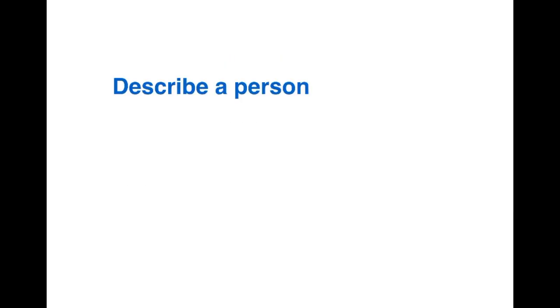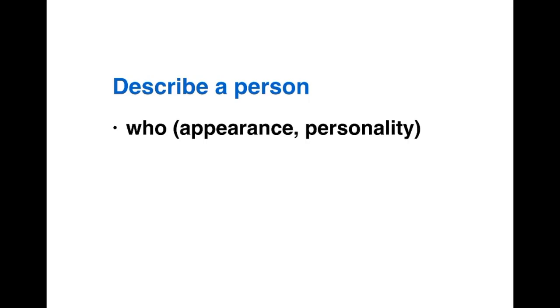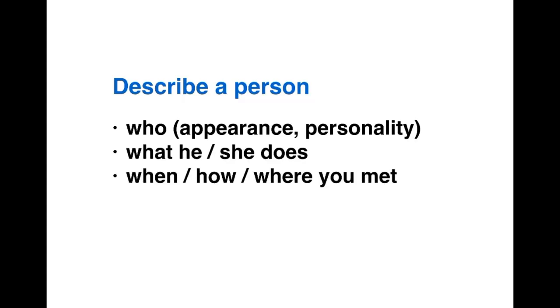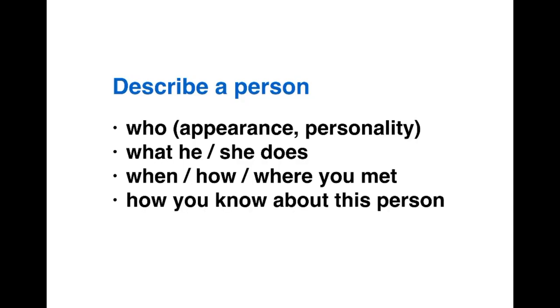First, what are the bullet points below the question? What do they ask you to describe about this person? Well, if you just think in terms of the question words, this is what they usually ask. Who, what, where, when, how, why. For example, who is this person? They want you to describe who the person is, of course. What he or she does, when, how, or where you met, or if it's a famous person that you haven't met, how you know about this person.